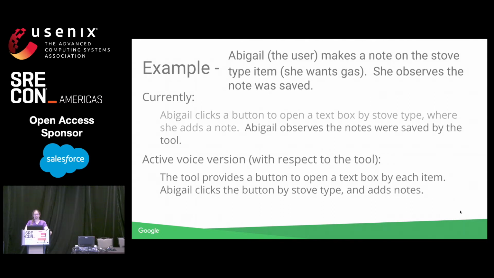Now, back to what we currently have. We have Abigail observes the notes were saved by the tool. The tool auto-saves the notes. Note that there's a difference. You don't get the requirements from the active voice version. You have the tool provides a button. So a requirement is the tool has a button that opens a text box, and the tool auto-saves. You don't see easily that the tool has to have something or do something in the passive voice that we currently have, for the tool, that is.